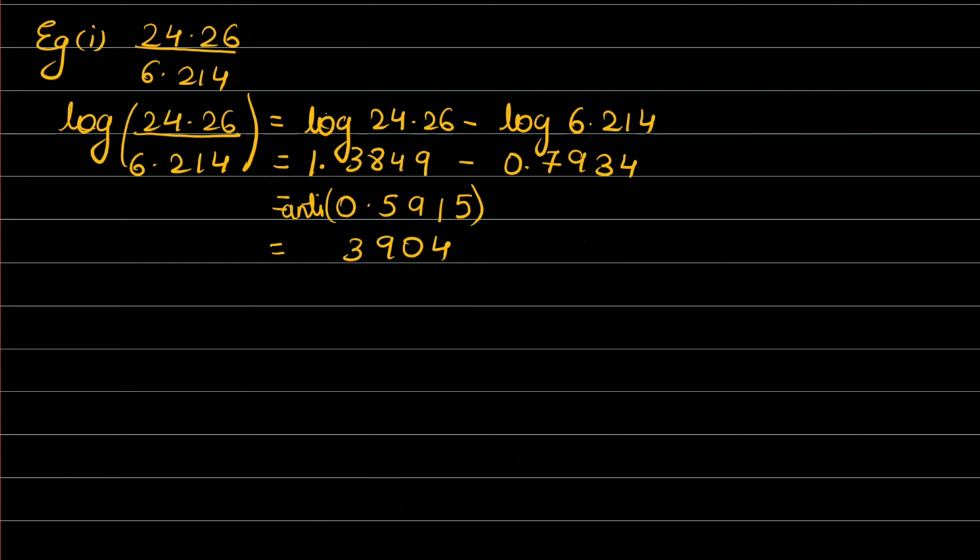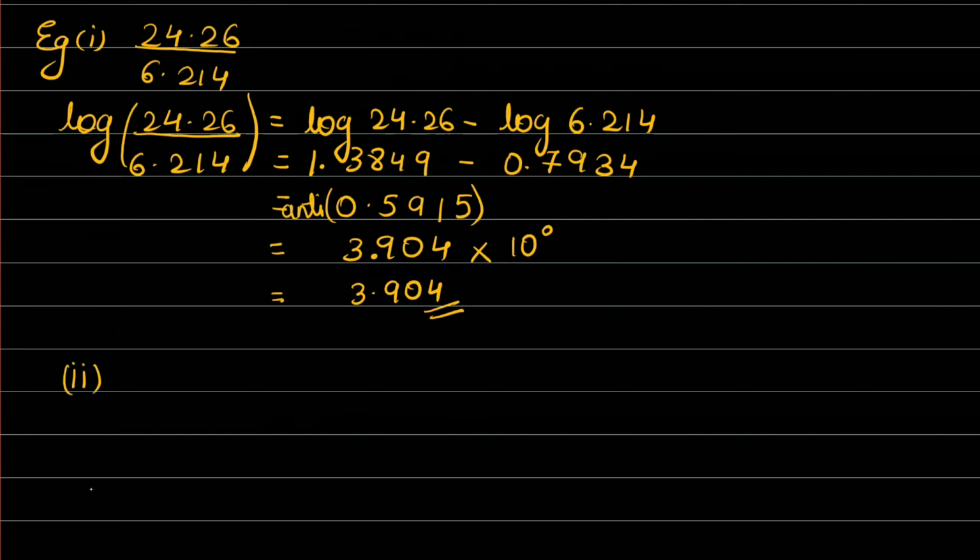3904. Simply adding point over here, and the remaining is 0. So 10 to the power 0, which is anything to the power 0 is 1. So the final value is 3.90. Take another example for the same formula.